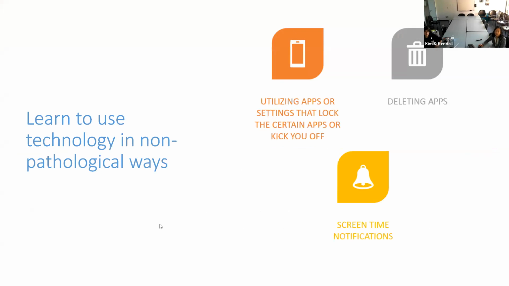And kind of alluding to that, really learning how to use technology to your benefit in non-pathological ways. So using apps and settings that will kick you off or keep things locked while you're supposed to be productive or present, deleting apps off your phone, making yourself have that extra step to check something if it's not really pertinent to your life, but it's just a way to distract yourself. So getting rid of that distraction altogether and getting those screen time notifications. I'm not sure if smart TVs have this aspect yet, but definitely on your phones, it will give you a summary of, hey, this is what you spent doing on your phone this week, whether that's Netflix or Hulu or something else like that.